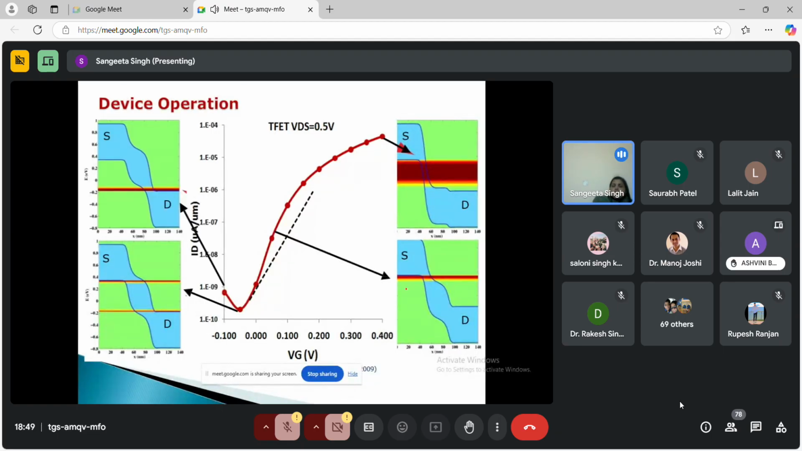Then what will happen if I am applying a negative bias? In that case, the tunneling will take place from drain to channel instead of from source to channel. If you are applying a negative bias at the gate side, you will get a tunneling of electrons in the reverse direction. That is called ambipolar transport. Tunnel FET gives you an ambipolar transport behavior. Okay.